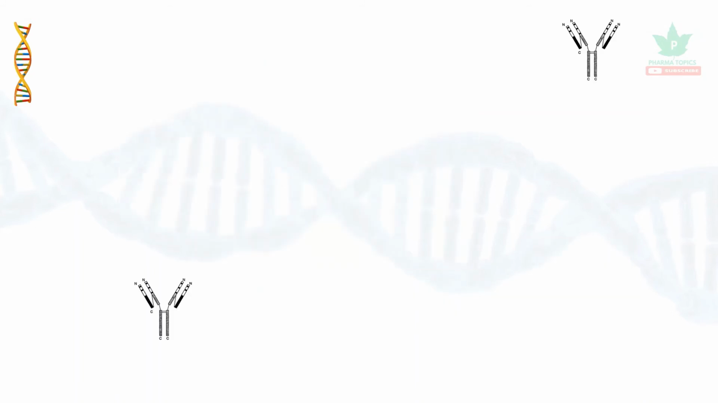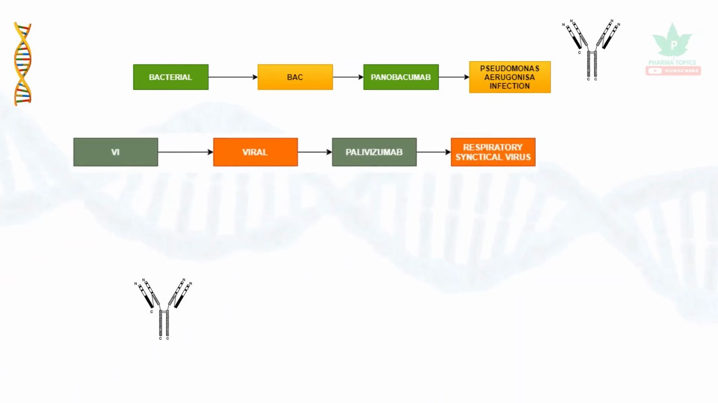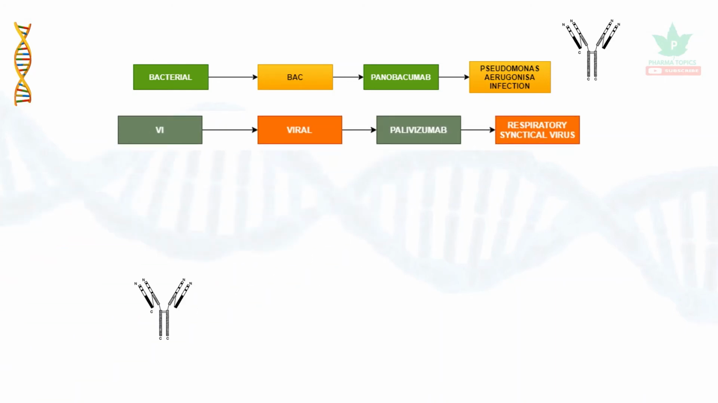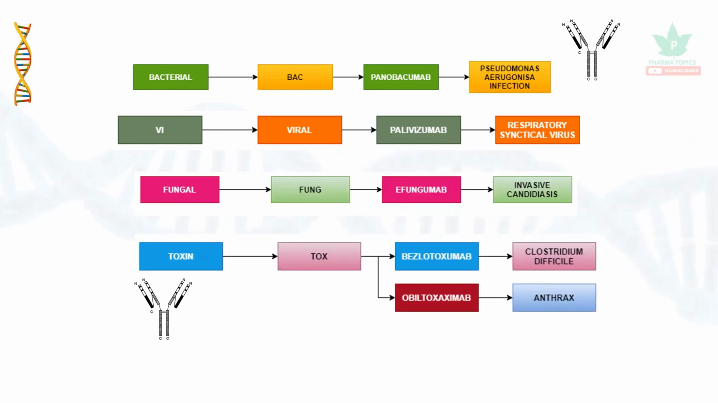So let us see some examples. For bacterial infections, a monoclonal antibody named panobacumab, that means BAC is related to bacterial, U is related to human source, given for Pseudomonas aeruginosa infection. The next is viral, palivizumab, given for respiratory syncytial virus infections, contains the letters VI. Then U is related to human source. Then fungal, efungumab, given for invasive candidiasis.